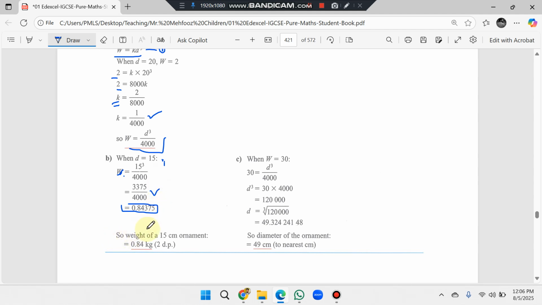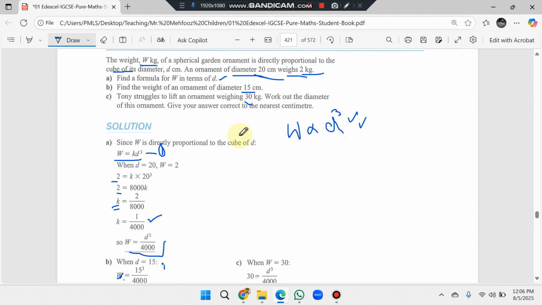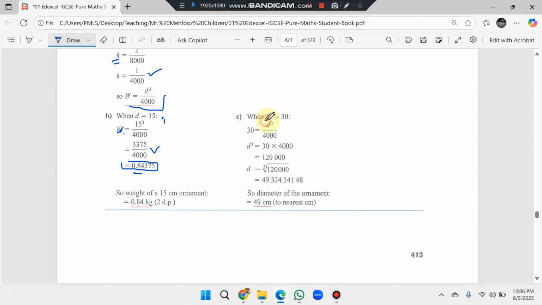Because the weight of the 15 centimeter ornament is 0.84 kg, we just use two decimal places. So 0.84 is your solution. The next part C is that Tony struggles to lift an ornament weighing 30 kg. Now we have to use the weight as 30 kg. Work out the diameter. So W's value is 30. We just put in the values. It becomes 30 equals d cubed over 4000.